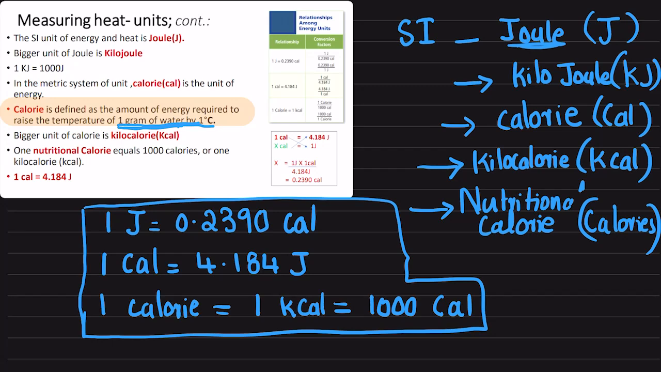Apart from this conversion unit, we need to know that 1 kilojoule equals 1000 joule. 1 kilocalorie equals 1000 calorie.